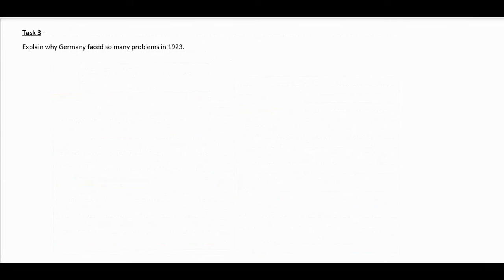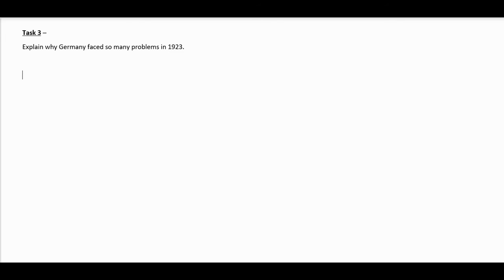Okay, so on the last page of your lesson notes template, you have this task 3, which is a question that you're going to do. So we've got: explain why Germany faced so many problems in 1923. And we want to start to think about what it was that caused these problems, and what it was that was maybe binding these problems together so that we have a sense of clear argument.